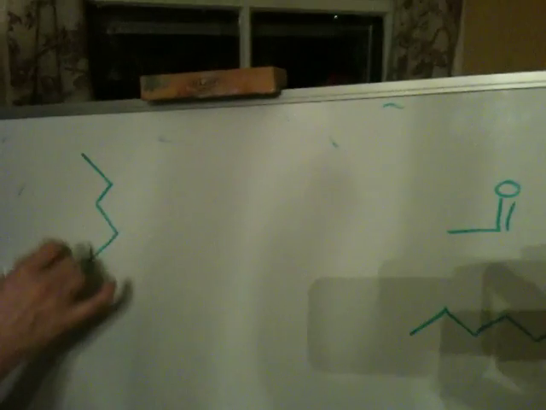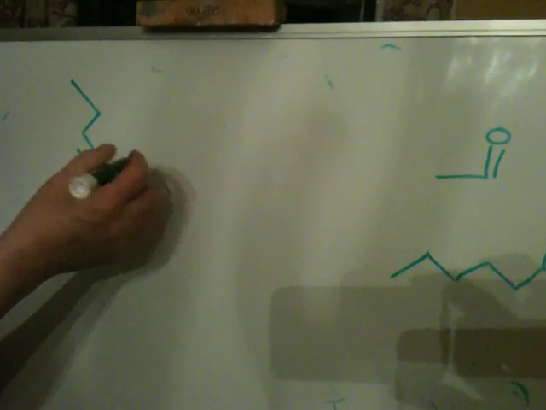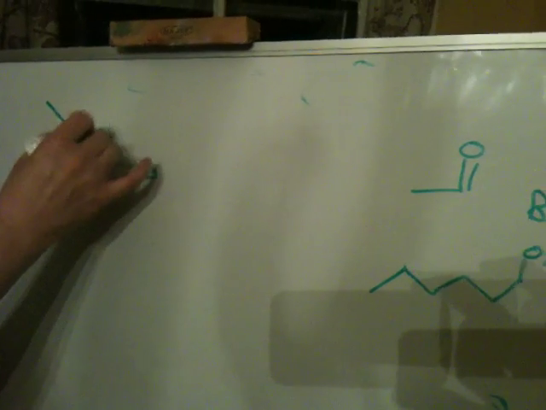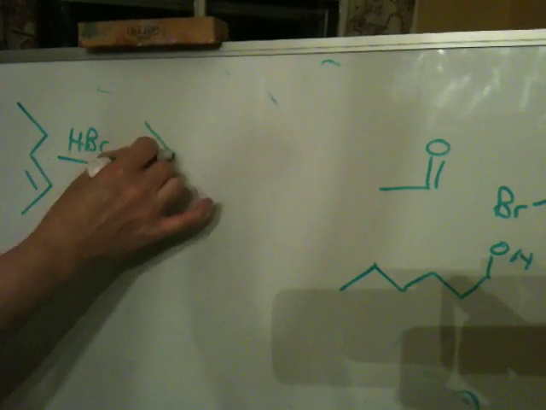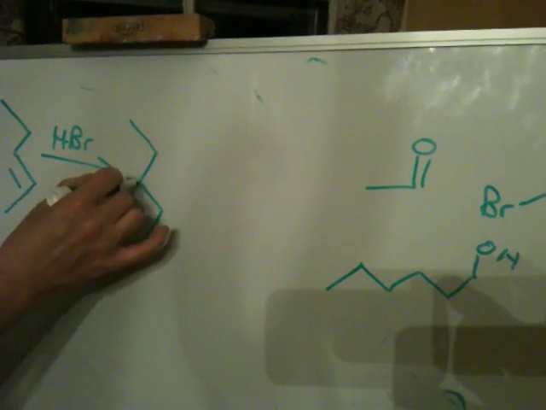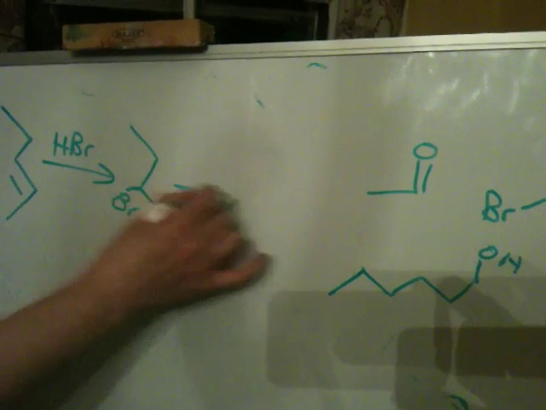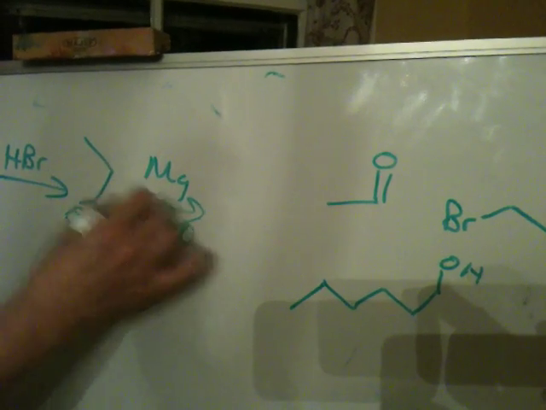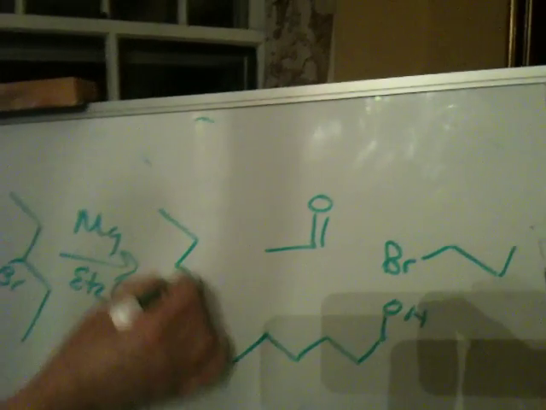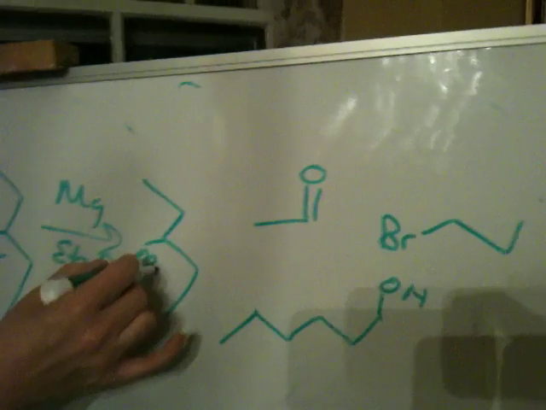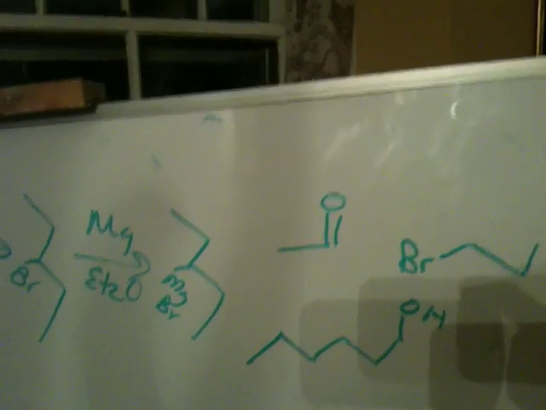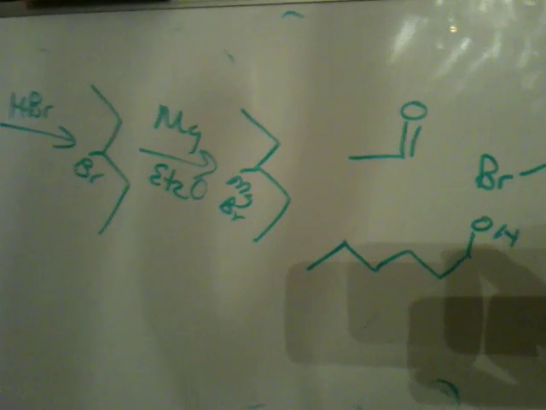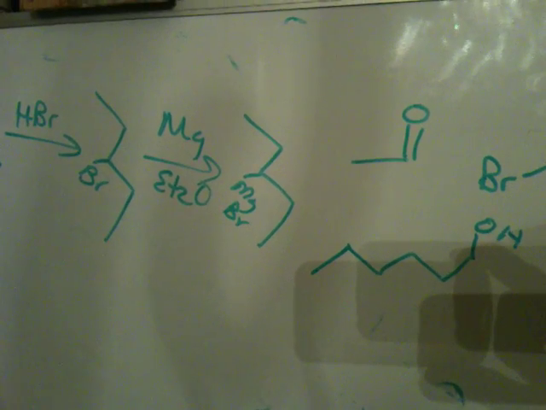All right, what I would do is I would take this structure and I want to make it a halide. So how do you easily make a halide? Just add HBr. And one of the products, not both of them, but one of the products will be this. Then all you need to do is add Mg and ether or lithium and hexane, and you will have the Grignard.